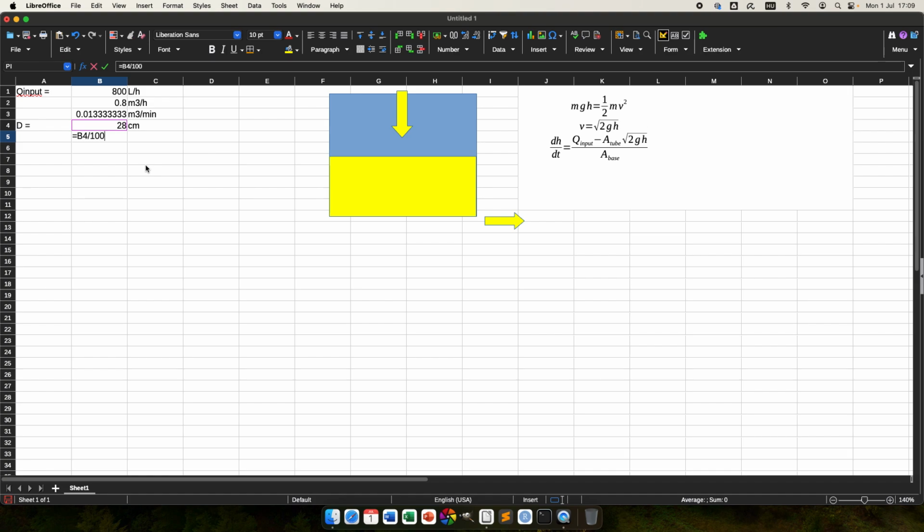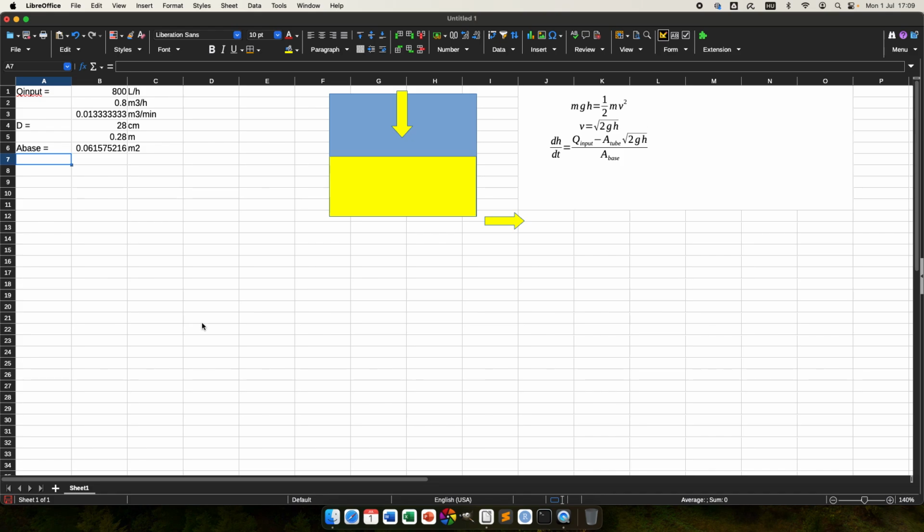Again, if I divide it by 100, I change to meter, and then the base area, now I can calculate easily based on the diameter, 0.25 because I have to divide by 4 at the end, the pi multiplied by the square of the diameter divided by 4. So multiplied by pi, and then this on the square. This will be in square meter, the base area.